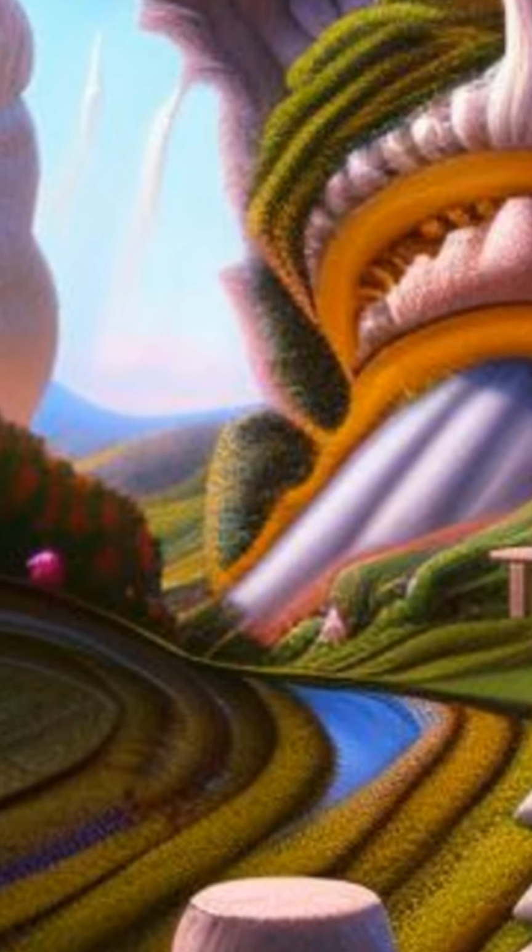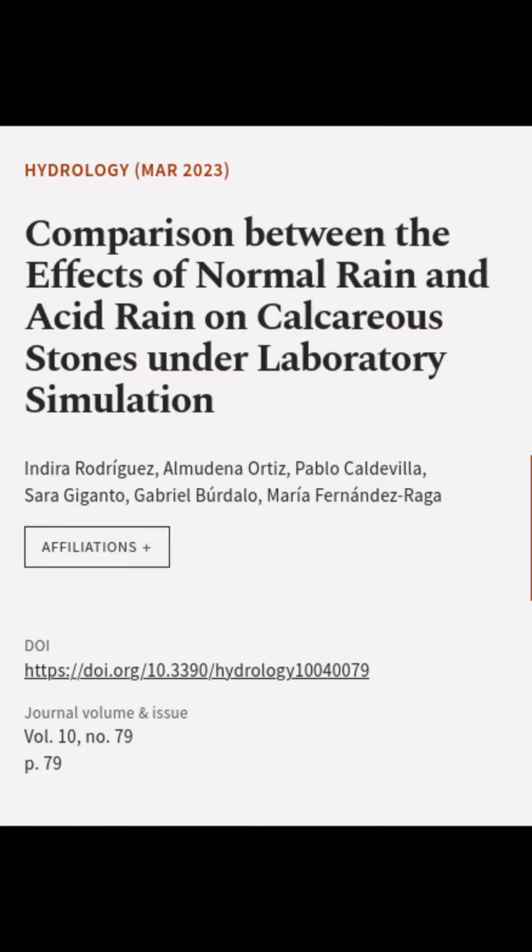water consumption. This article was authored by Indira Rodríguez, Almudena Ortiz, Pablo Caldevilla, and others.